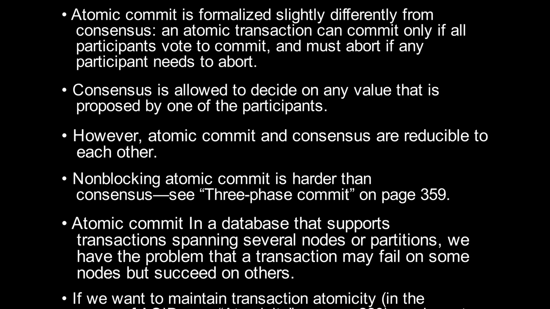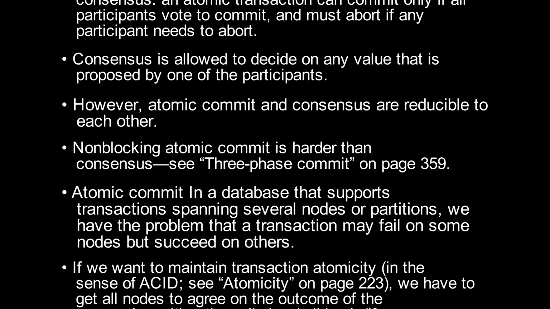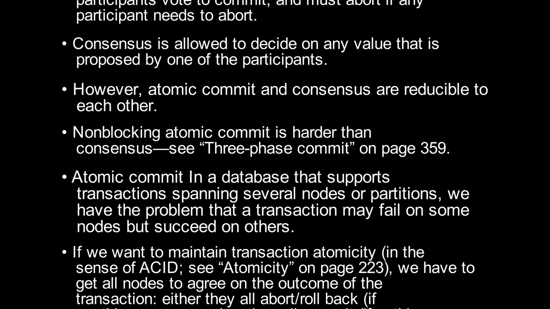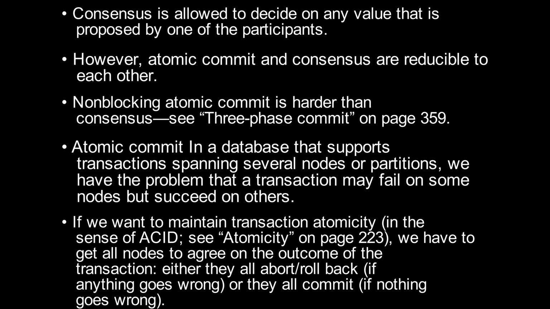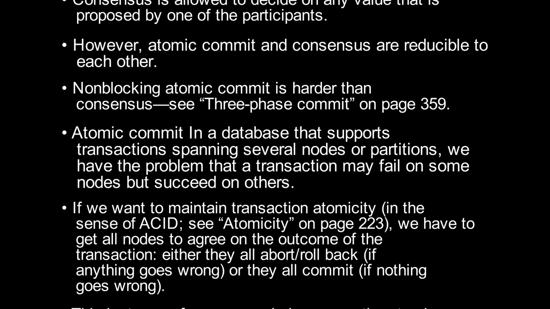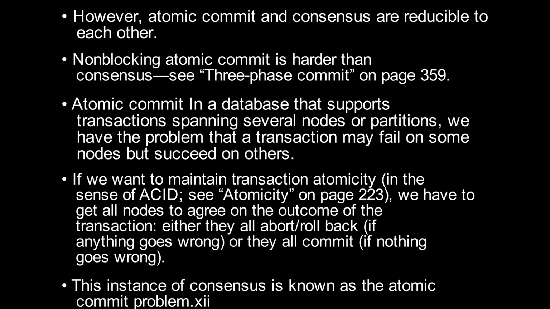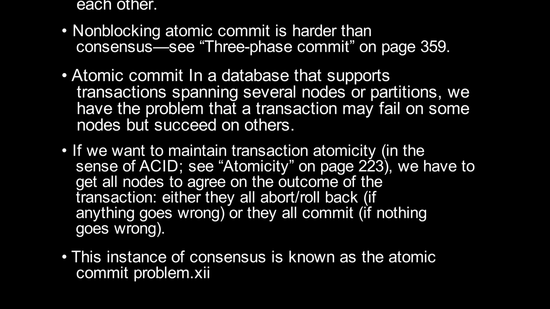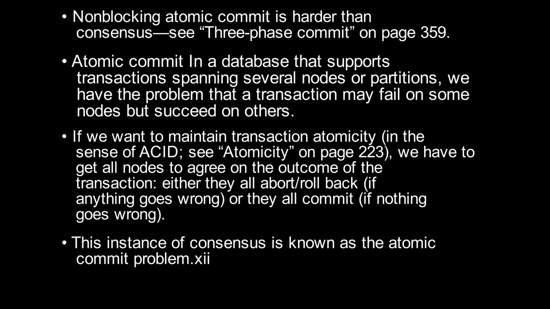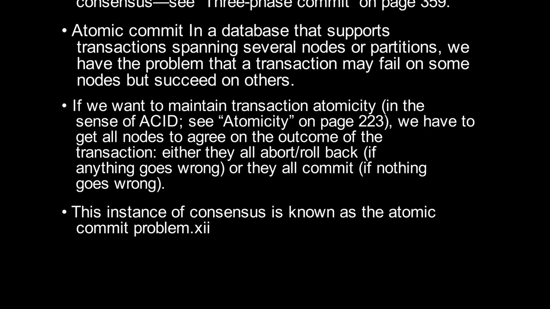Atomic commit in a database that supports transactions spanning several nodes or partitions. We have the problem that a transaction may fail on some nodes, but succeed on others. If we want to maintain transaction atomicity in the sense of ACID (see "Atomicity" on page 223), we have to get all nodes to agree on the outcome of the transaction. Either they all abort/roll back if anything goes wrong, or they all commit if nothing goes wrong. This instance of consensus is known as the atomic commit problem.